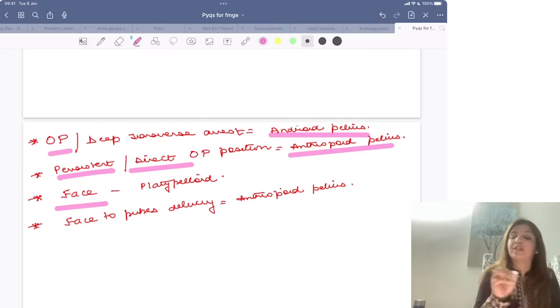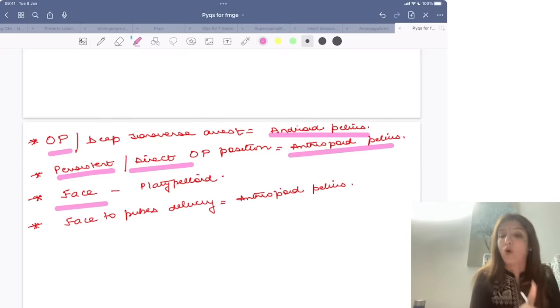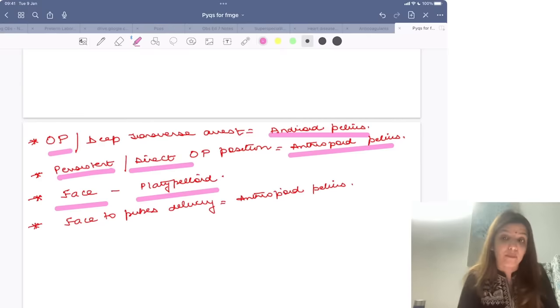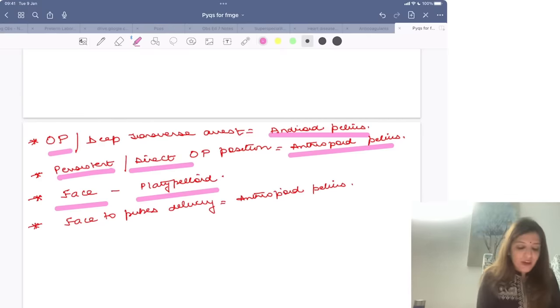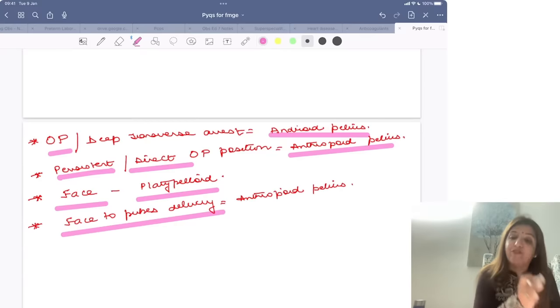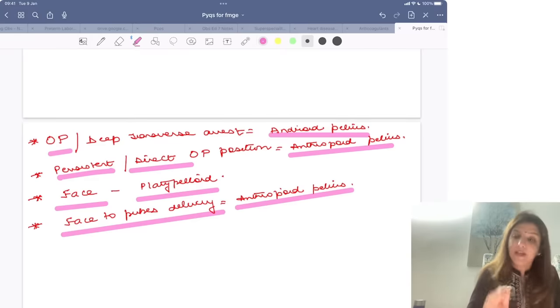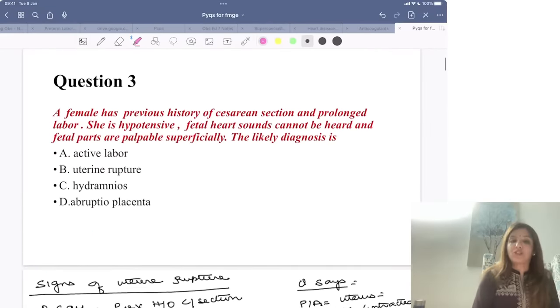Face presentation kisme common hota hai? Platypelloid pelvis. Ab bahut carefully answer karna. If they ask you face presentation is common in, your answer will be platypelloid pelvis. But if they say face to pubes delivery is common in, your answer is going to be anthropoid pelvis. Right? Clear? Okay. Coming to question number 3.